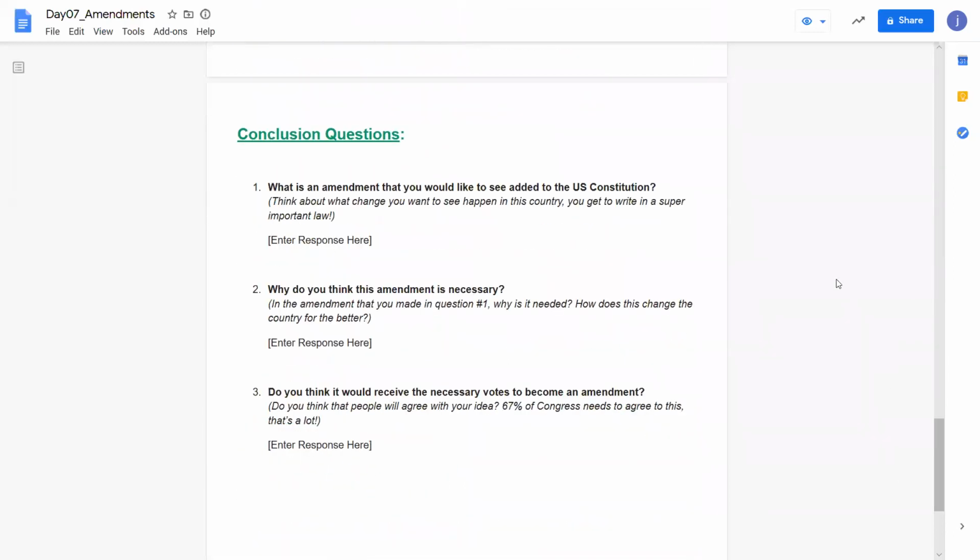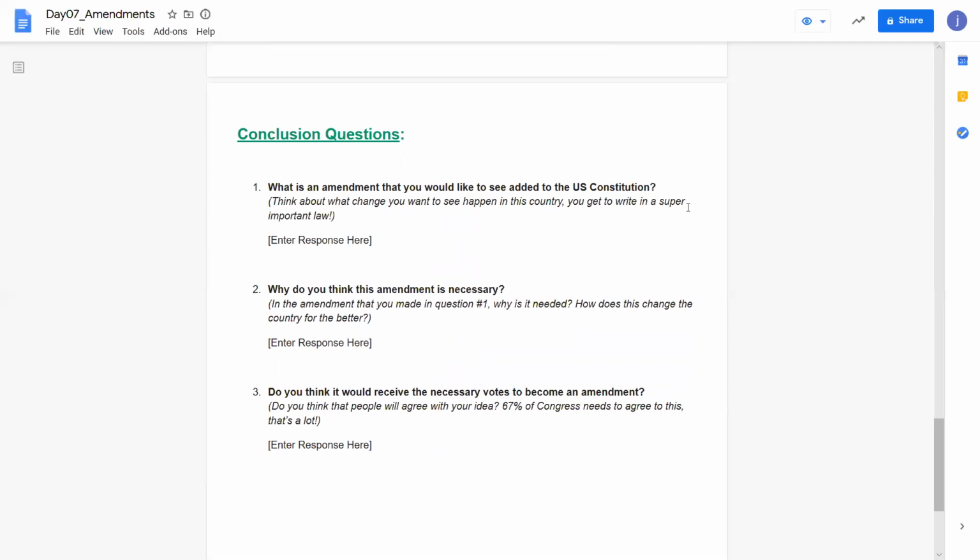And lastly, the concluding questions. And these are kind of fun here. So let's take a look. Number 1, what is an amendment that you would like to see added to the US Constitution? I wrote here, think about what change you want to see happen in this country. You get to write in a super important law.